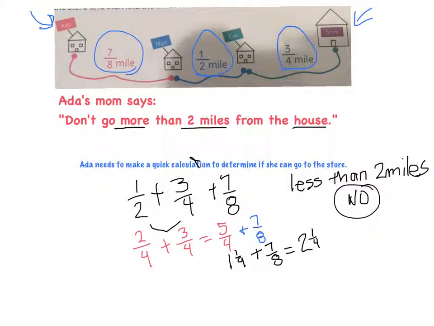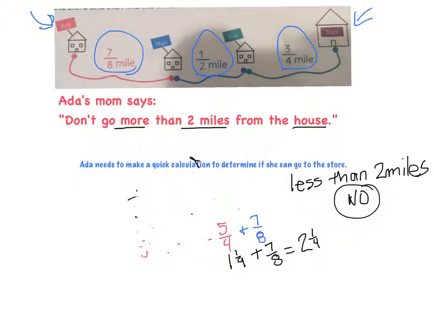But I'd like to know exactly. So I'm going to take this stuff away for a second, and then we're going to look at it this way. How close are we actually going to get? We know it's going to be more than 2 miles, which means that she can't go. But how close are we? Let's do this 1¼ plus 7/8.